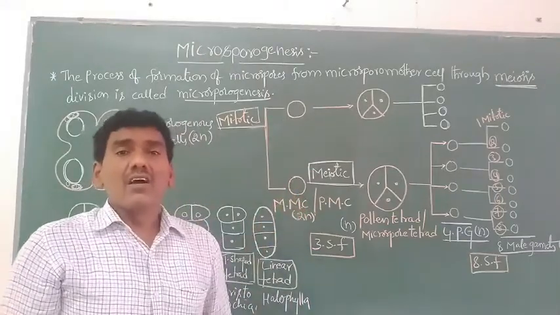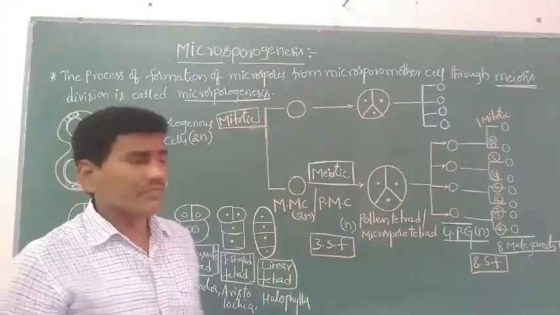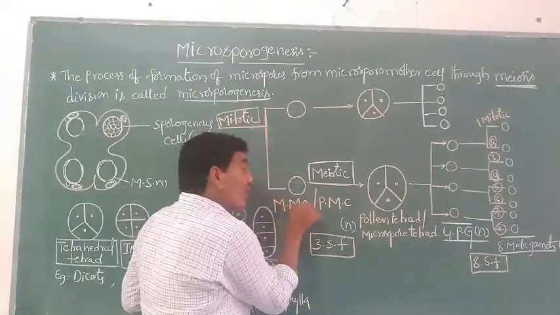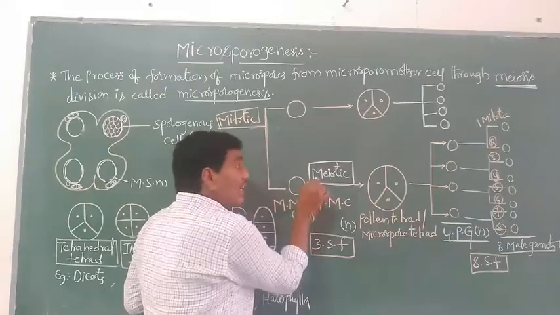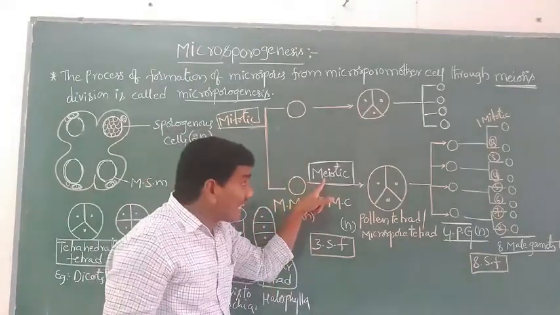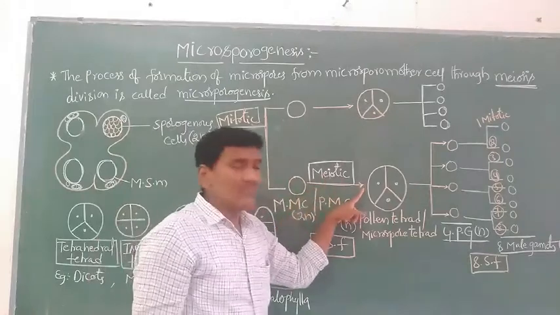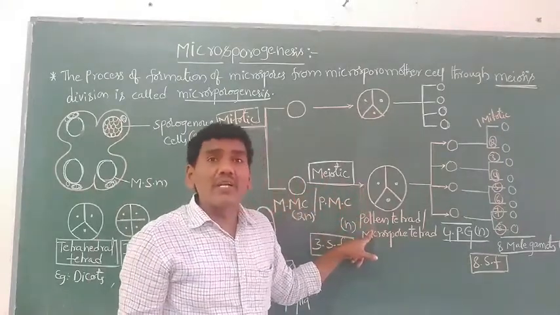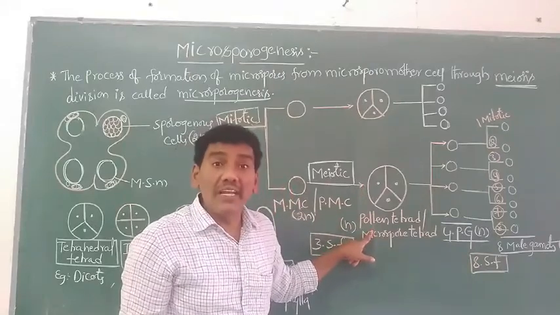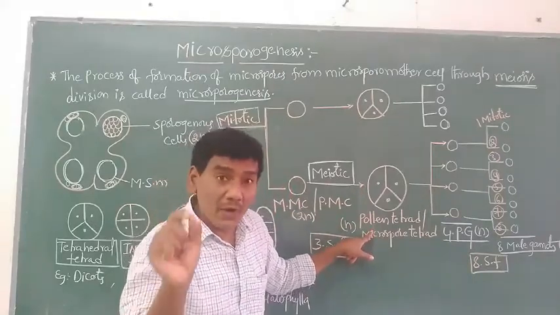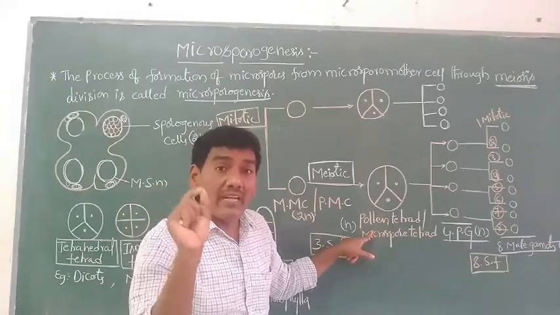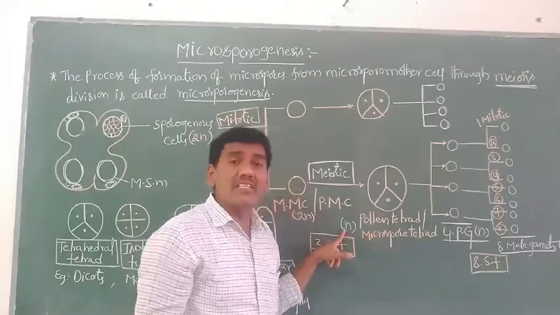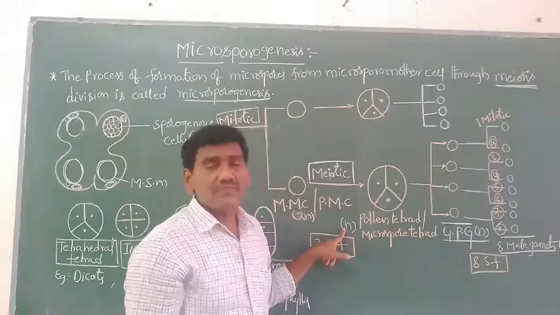As the anther matures, the microspore mother cell, or pollen mother cell, undergoes meiotic division to form the pollen tetrad, or microspore tetrad. The ploidy of the tetrad is haploid. The haploid condition is represented by n.